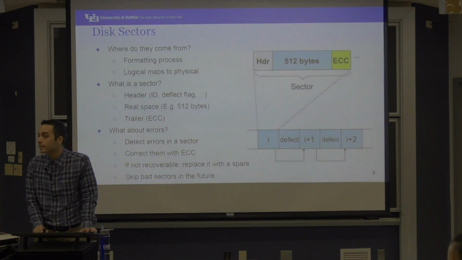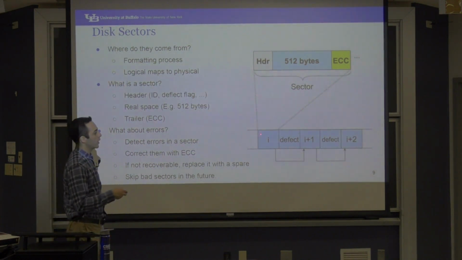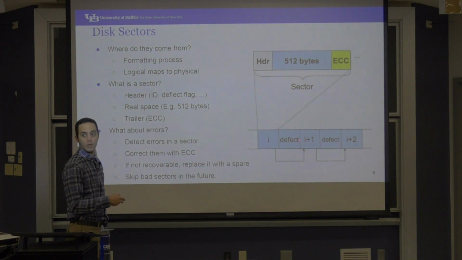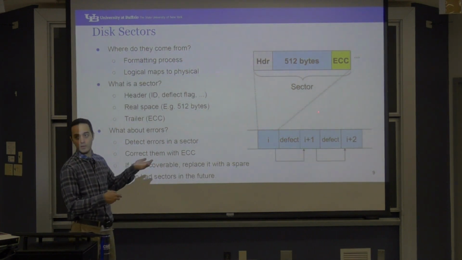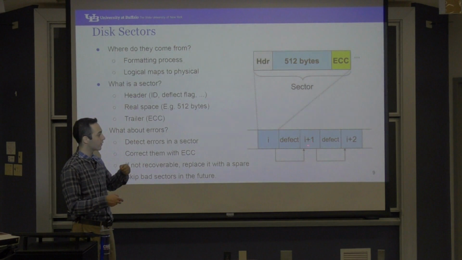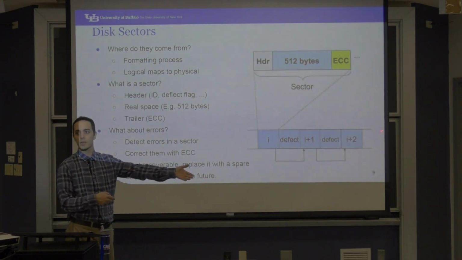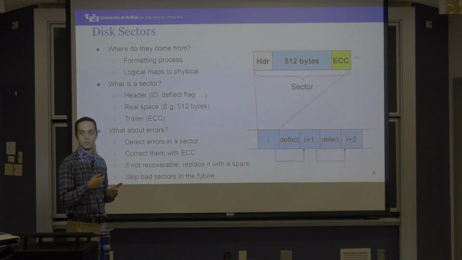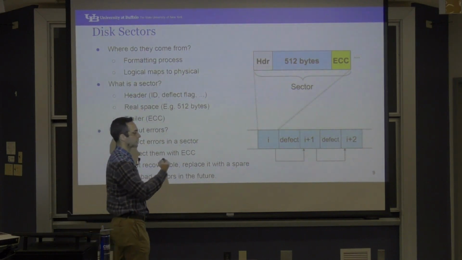So if you have a bad sector, then you're going to skip the sector here. If this is sector 1,100, and then this is supposed to be 1,101, but it's a bad sector, then the ID of this sector will be 1,101. So whenever you're looking for that, it automatically skips it.